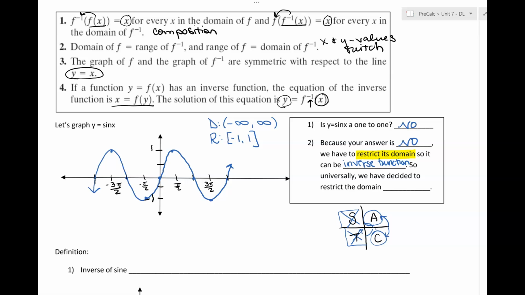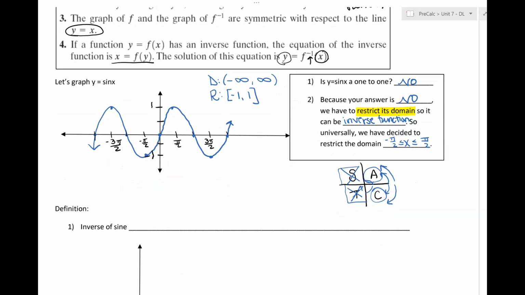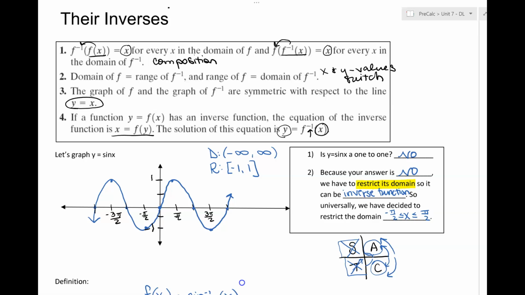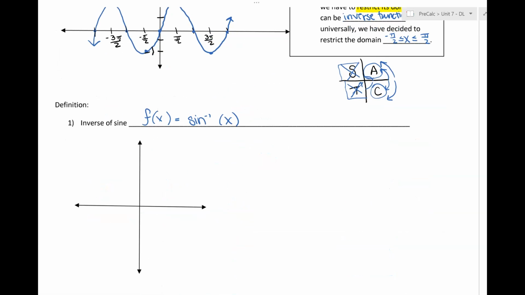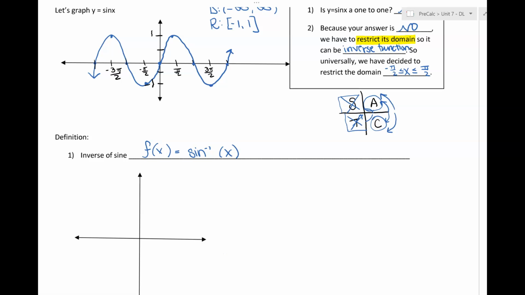So we say that the domain is restricted from negative pi over 2 to positive pi over 2, which means that I'm restricting down to negative pi over 2 and I'm restricting up to pi over 2. That's where that comes from. So for its inverse, we have f of x is equal to the inverse sine of x. Remember the properties we just talked about. Your x and y values switch. So instead of going from -1 to 1 on my y-axis, I'm going to go from -1 to 1 on my x-axis.